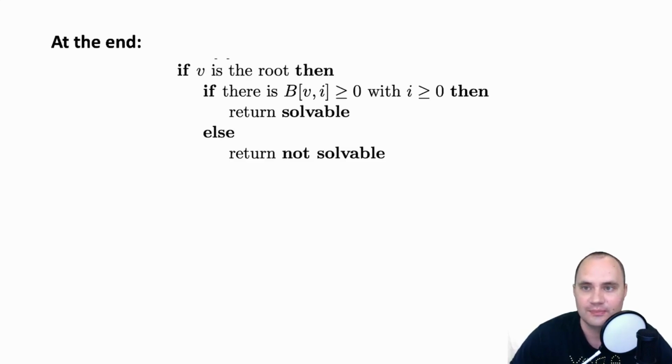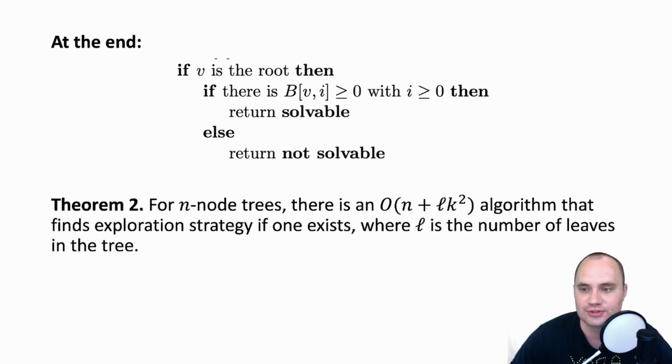Now, at the end, if V is the root, then we check: does there exist a B_V(I) value which is non-negative with non-negative balance of agents I? If there is such an I, then we return solvable, and otherwise we return not solvable. And one can use these arrays and the way that they are processed to extract the actual trajectories for the agents. So this theorem is established this way.